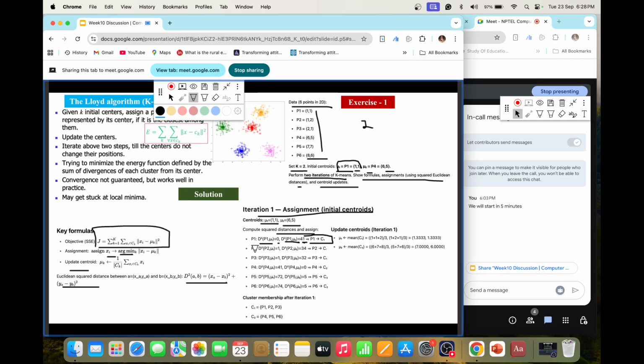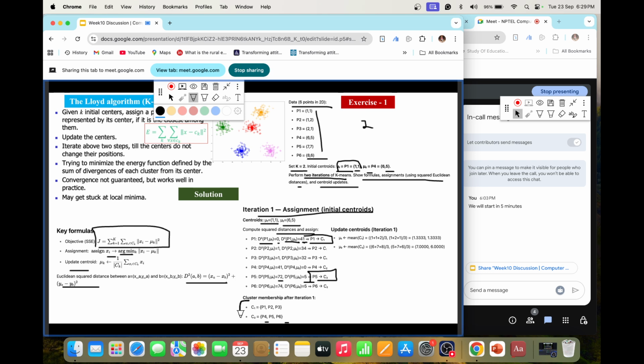Similarly, we will perform this for P2, P3, P4, P5, P6. According to the distance, let's take P5. The distance of P5 from mu1 is 72, whereas P5 to mu2 is only 5. So P5 is closer to C2, and we will assign P5 to C2. Now this is the assignment. For cluster C1, P1, P2 and P3 are the points. For cluster C2, P4, P5 and P6 are the points.